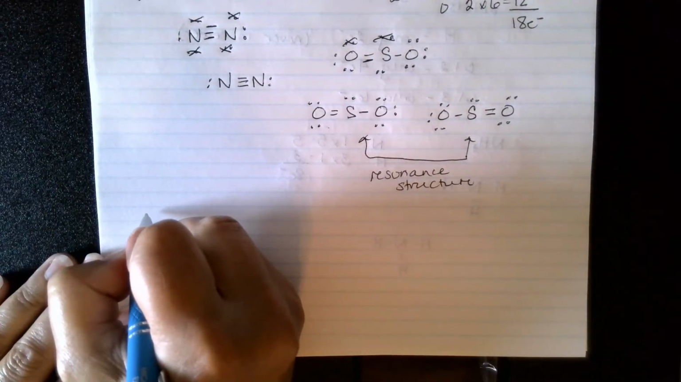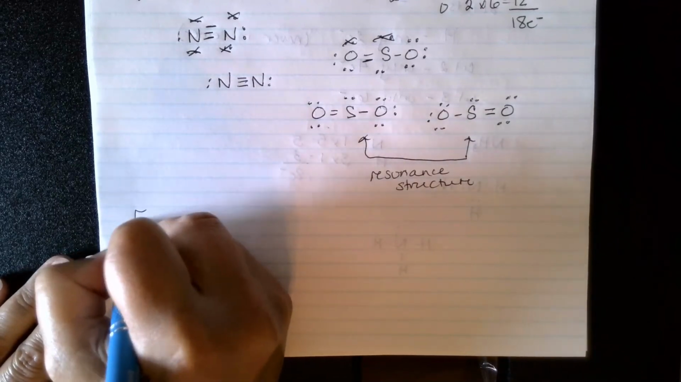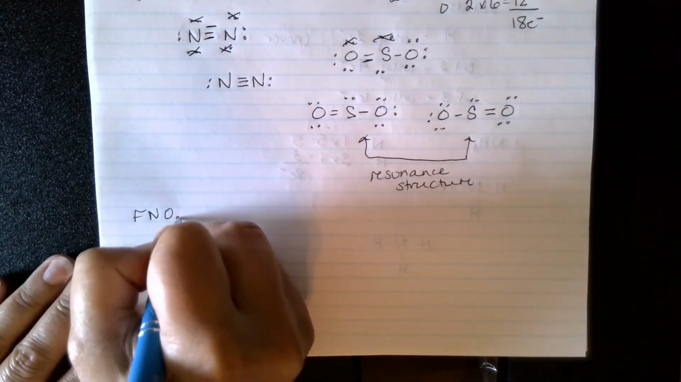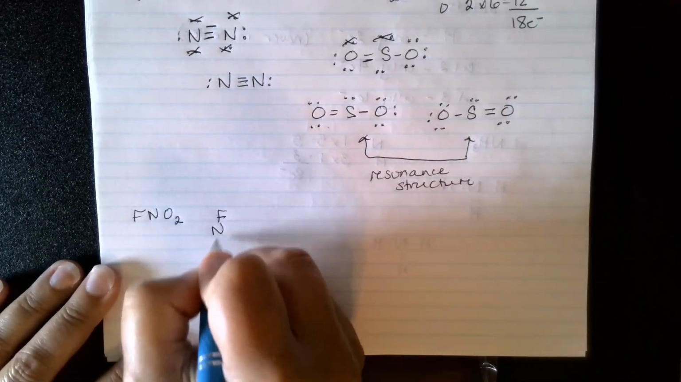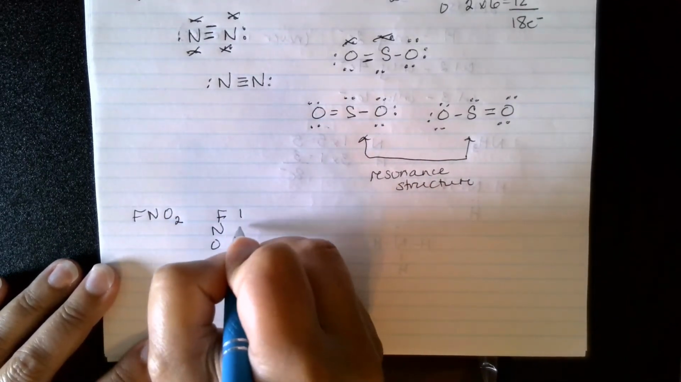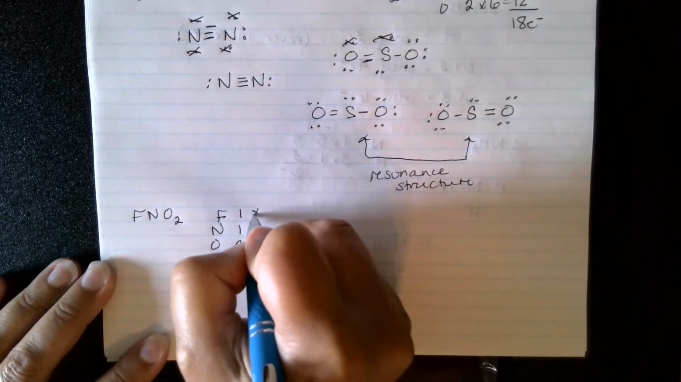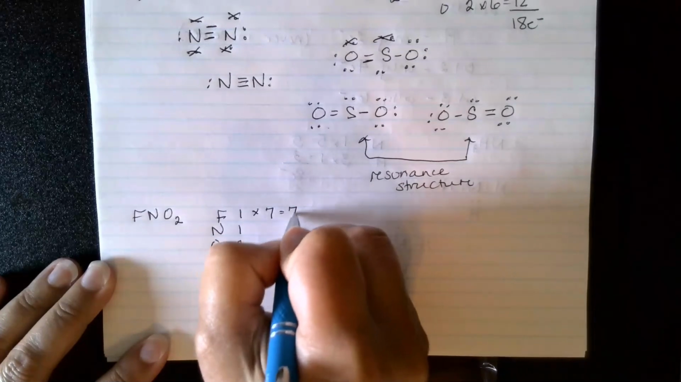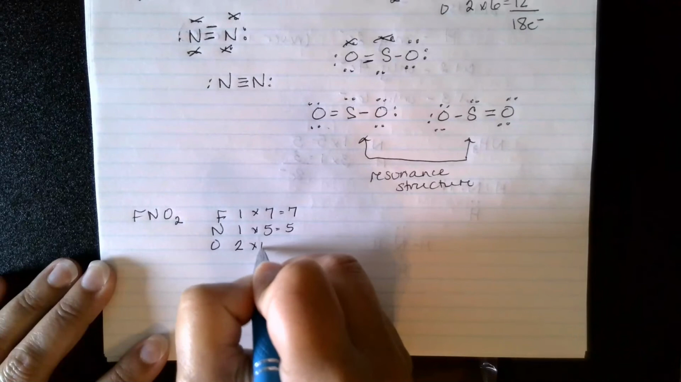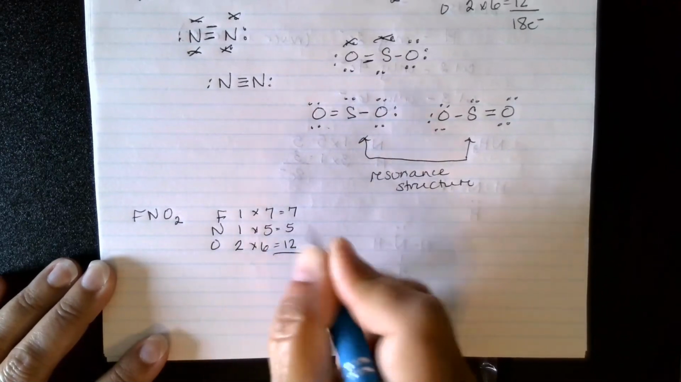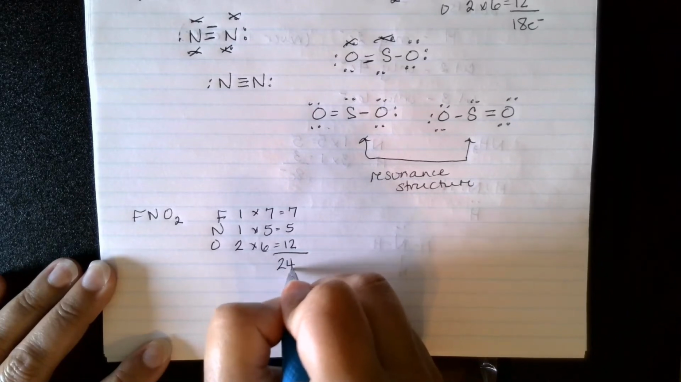Alright, and my last structure is going to be FNO2. One F, one N, two O's. Fluorine's column 7, nitrogen's column 5, oxygen's column 6. So 17 and 7 is 24.